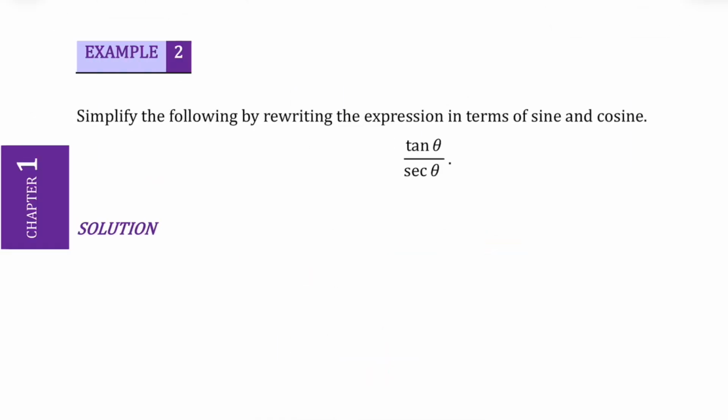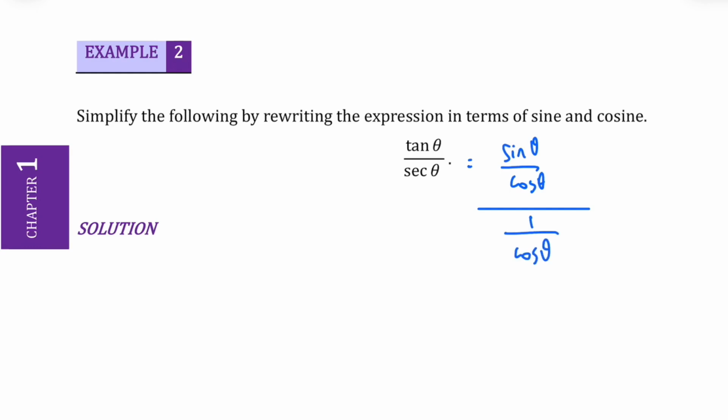Now, let's see for the second example here. We have tangent over secant and rewrite this in terms of sine and cosine. Alright, so now let's open up your tangent. In quotient identity, tangent will be equal to sine over cos. And then, using reciprocal identity, secant will be equal to 1 over cos.